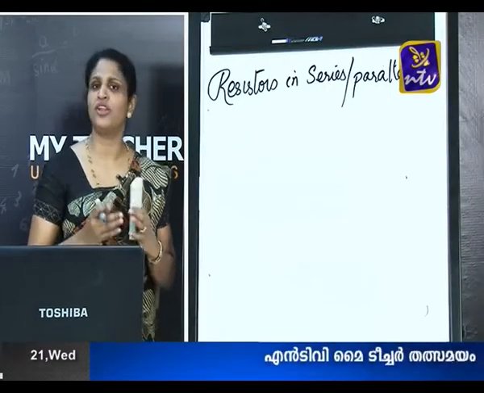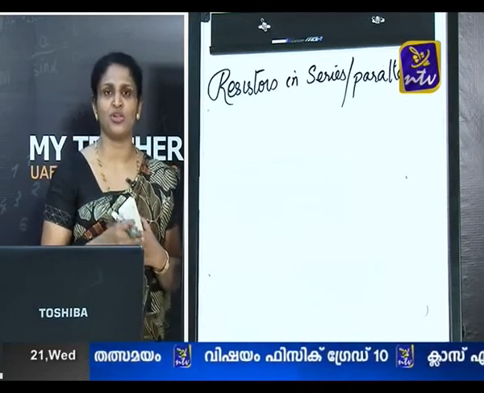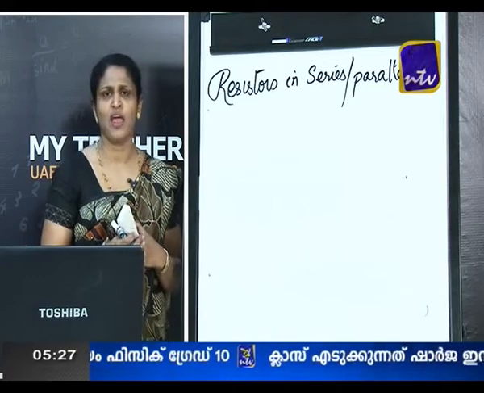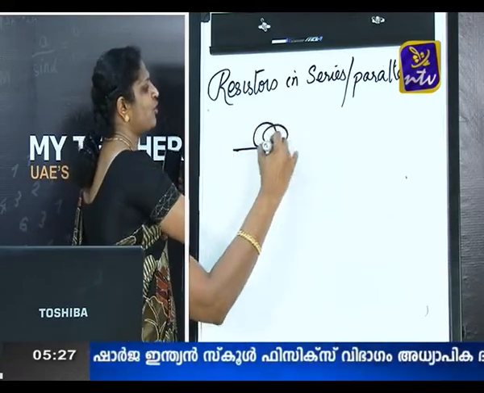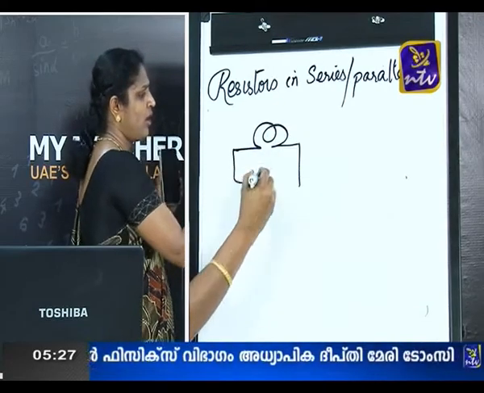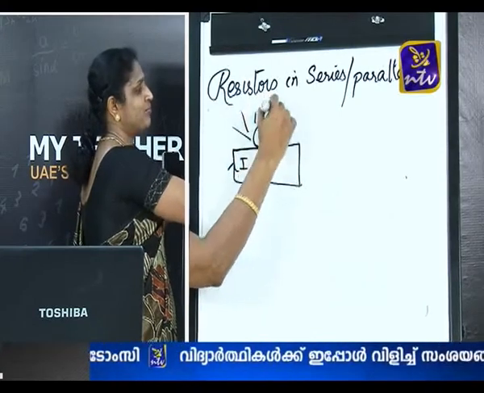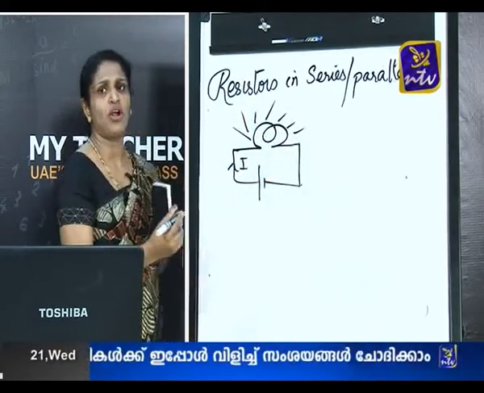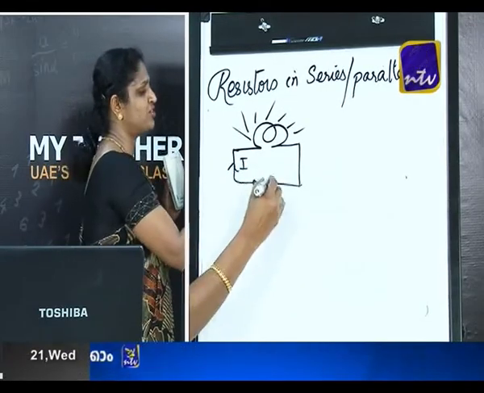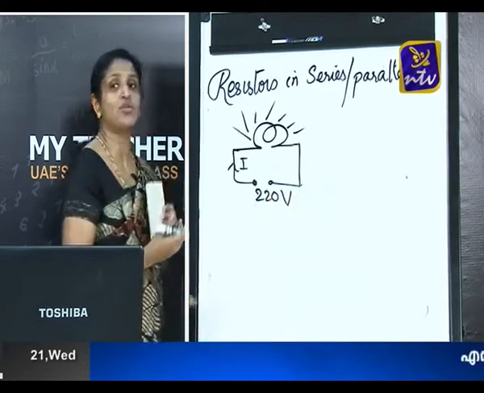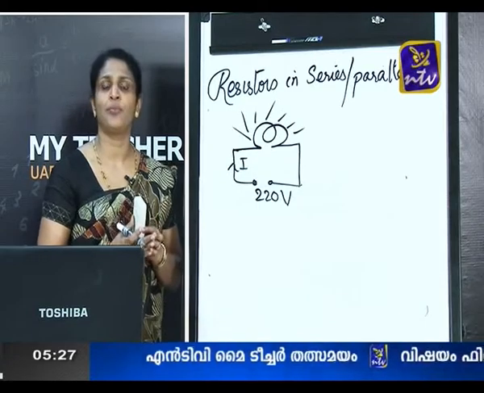You all know what a bulb is in one way or the other in your house. You might have done the experiment using a bulb and a cell. Everybody might have done this. So consider a cell connected across an ordinary bulb. If you send current, you can see the bulb glows. Even if you connect the bulb to a 220 volt supply, the bulb glows using the current I.